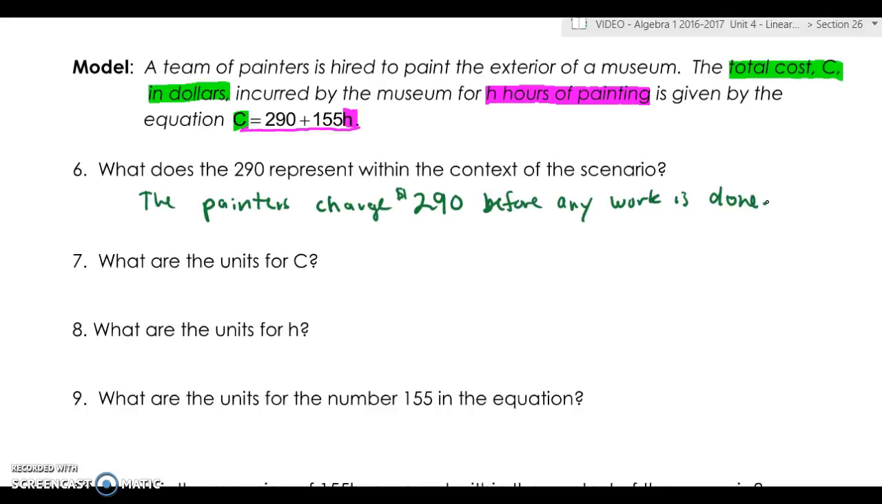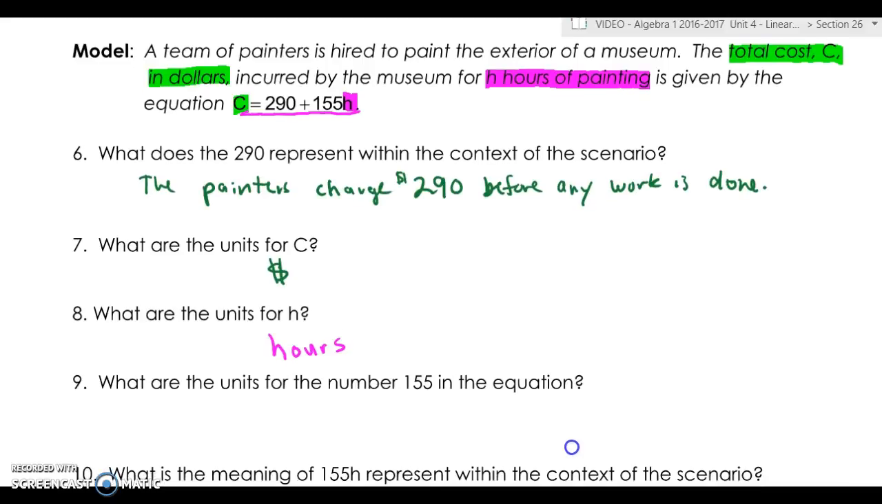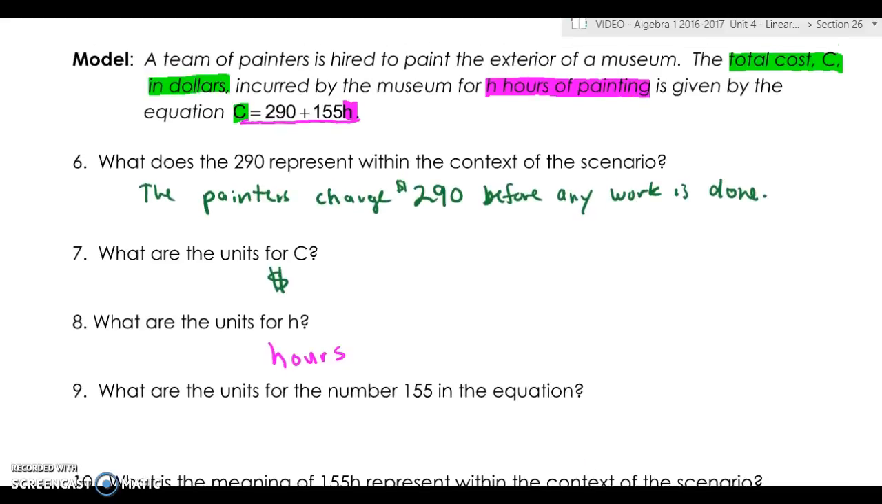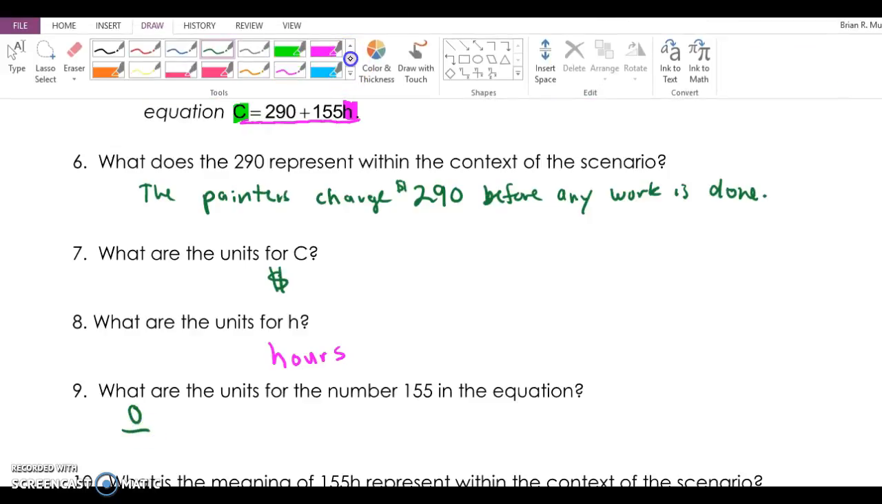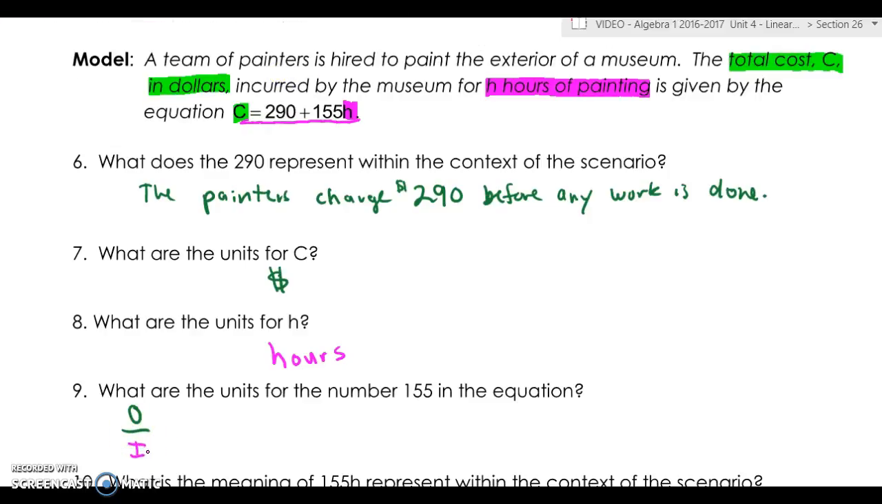What are the units for C? The units for C, their total cost, is in dollars. And then what are the units for H? Well, it's H hours of painting, so our units for H would be hours. What are the units for the number 155? So again, we talked about that being the rate of change because it's attached to that input variable. So when we find rate of change, we take our output over our input. And so our units for that will be dollars per hour.